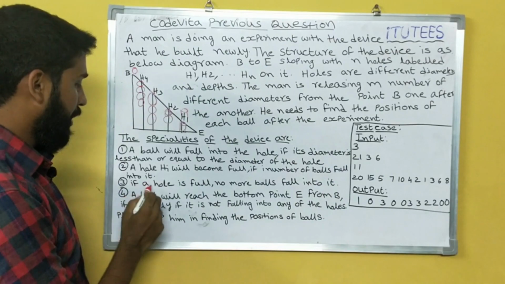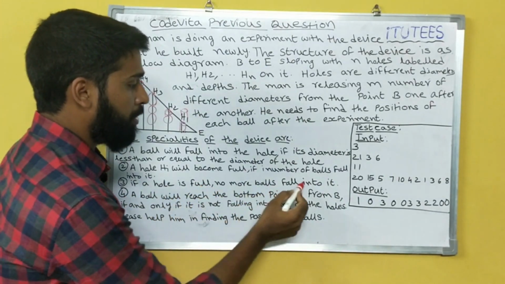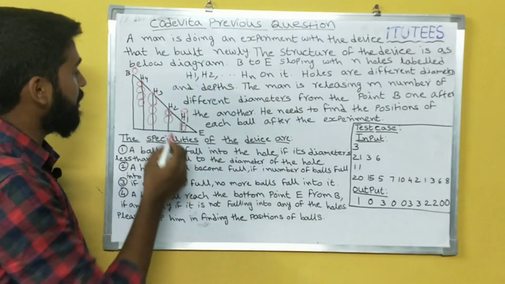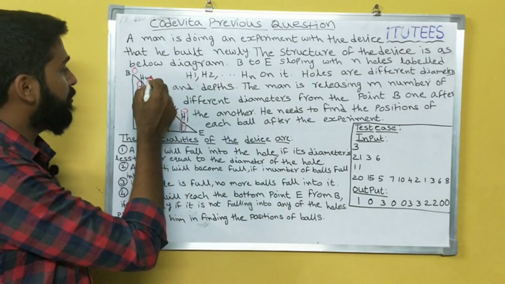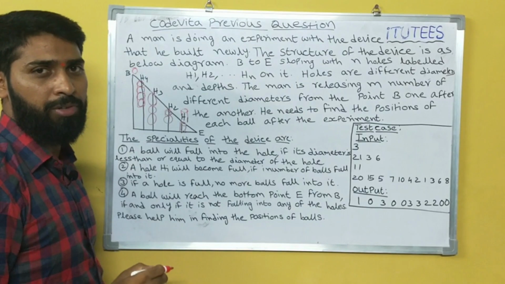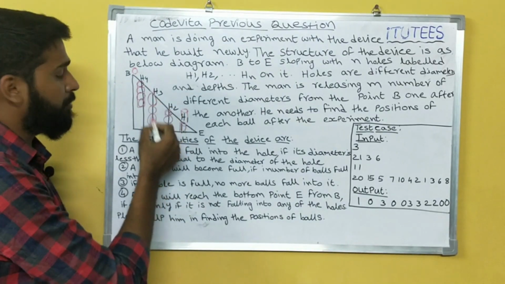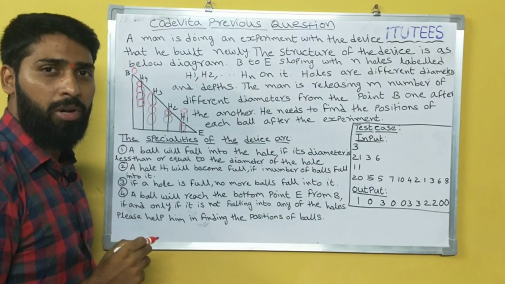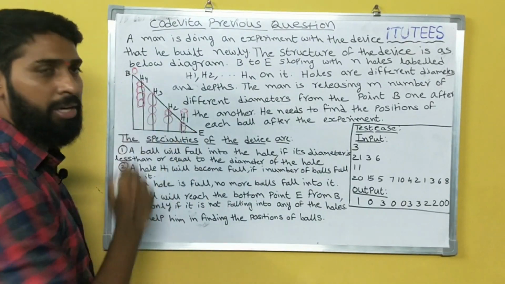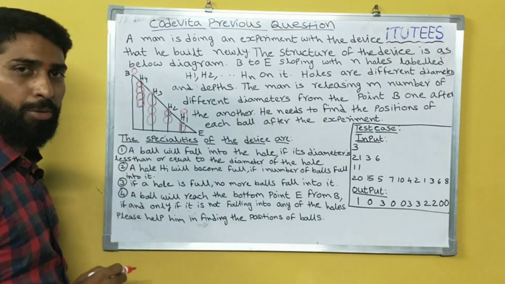And the third one, if a hole is full, no more balls will fall into it. That means if H4 is filled by four balls, then the fifth ball will not fall into H4. If H3 is filled with three balls, then the fourth ball will not fall into hole 3. Same like that for H1 and H2. So that is the third point.